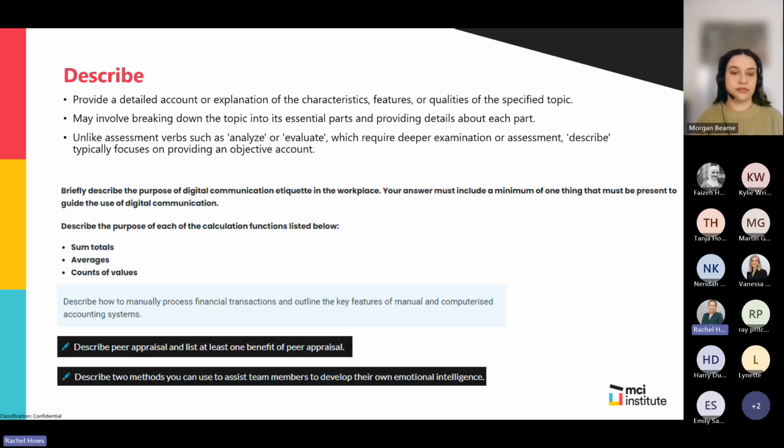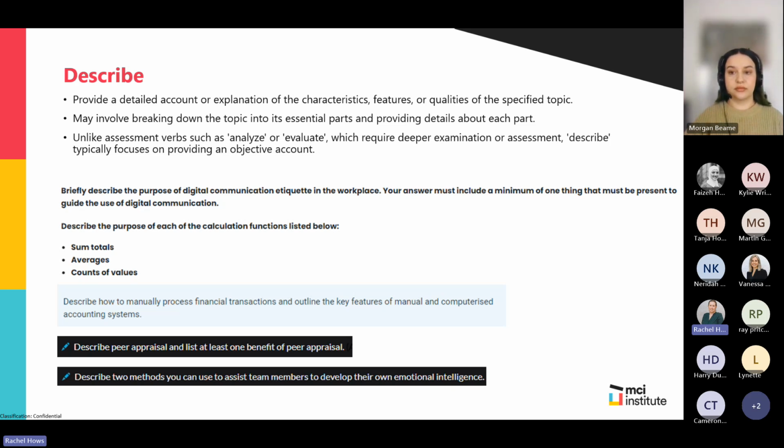The next verb is describe. So in this one, you need to provide a detailed account or explanation of the characteristics, features, or qualities of the specified topic. It may include breaking down the topic into its essential parts and providing details about each part. So again, it's more than just identifying, it's more like giving further information.